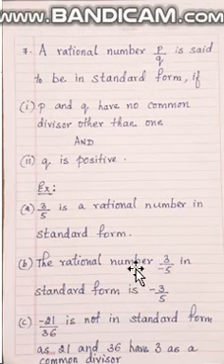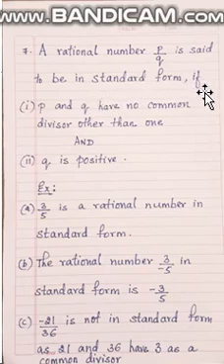A rational number p by q is said to be in the standard form if p and q have no common divisor other than 1 and q is positive. For example, 3 by 5 is a rational number in standard form because it has no common divisor other than 1, and here q, that is 5, is positive.